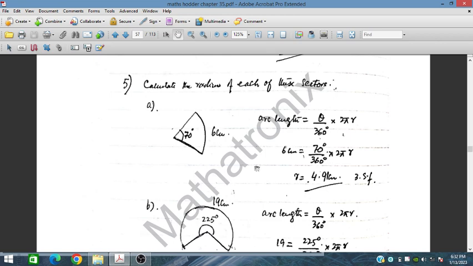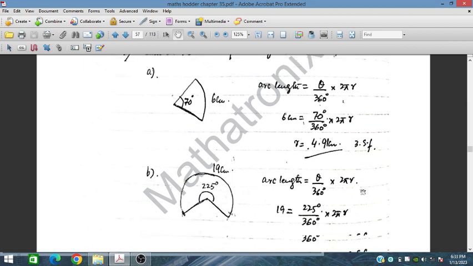Question number 5. Calculate the radius of each of these sectors. So we have to calculate the radius. We are given the sector arc length and the angle. Arc length is given as 6 centimeters, and theta is given as 70 degree. So 70 degree, and this is 2 pi, and we have to find this r. We can solve this, simplify it, and we can get the radius up to 3 significant figures.